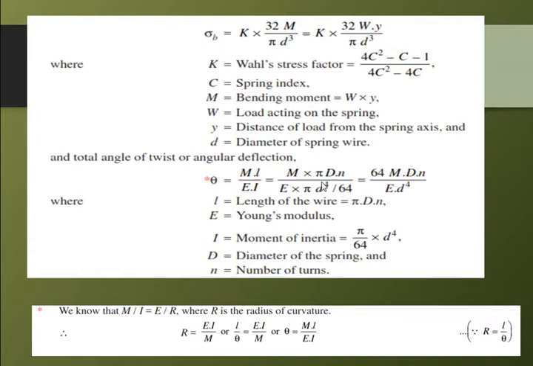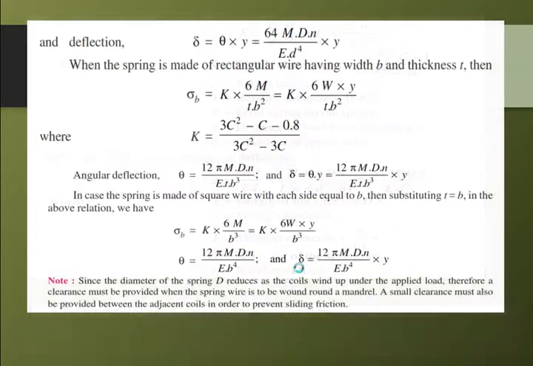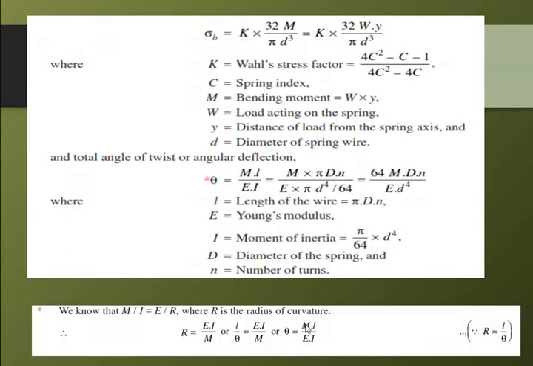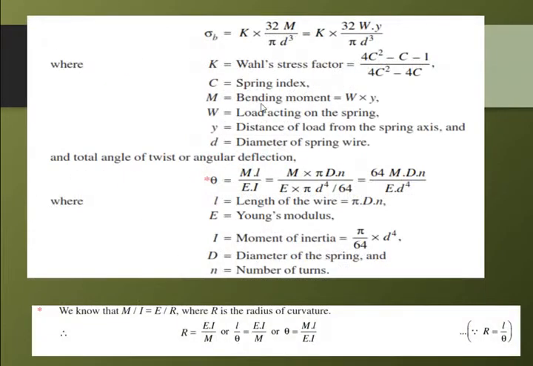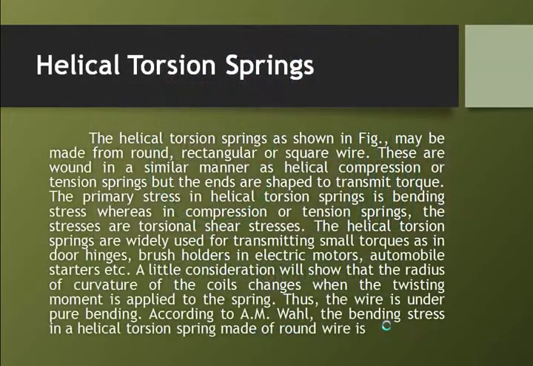Here L is the total length of the spring wire, pi d into n, and I is equal to pi d power 4 by 64, since it is a circular cross section. E is Young's modulus, I is the moment of inertia, D is the diameter of the spring, and n is the number of turns. And the deflection is theta into y. You have already found out theta. If you multiply it with y, you will get the deflection for the bending stress and deflection for a spring made of round wire.